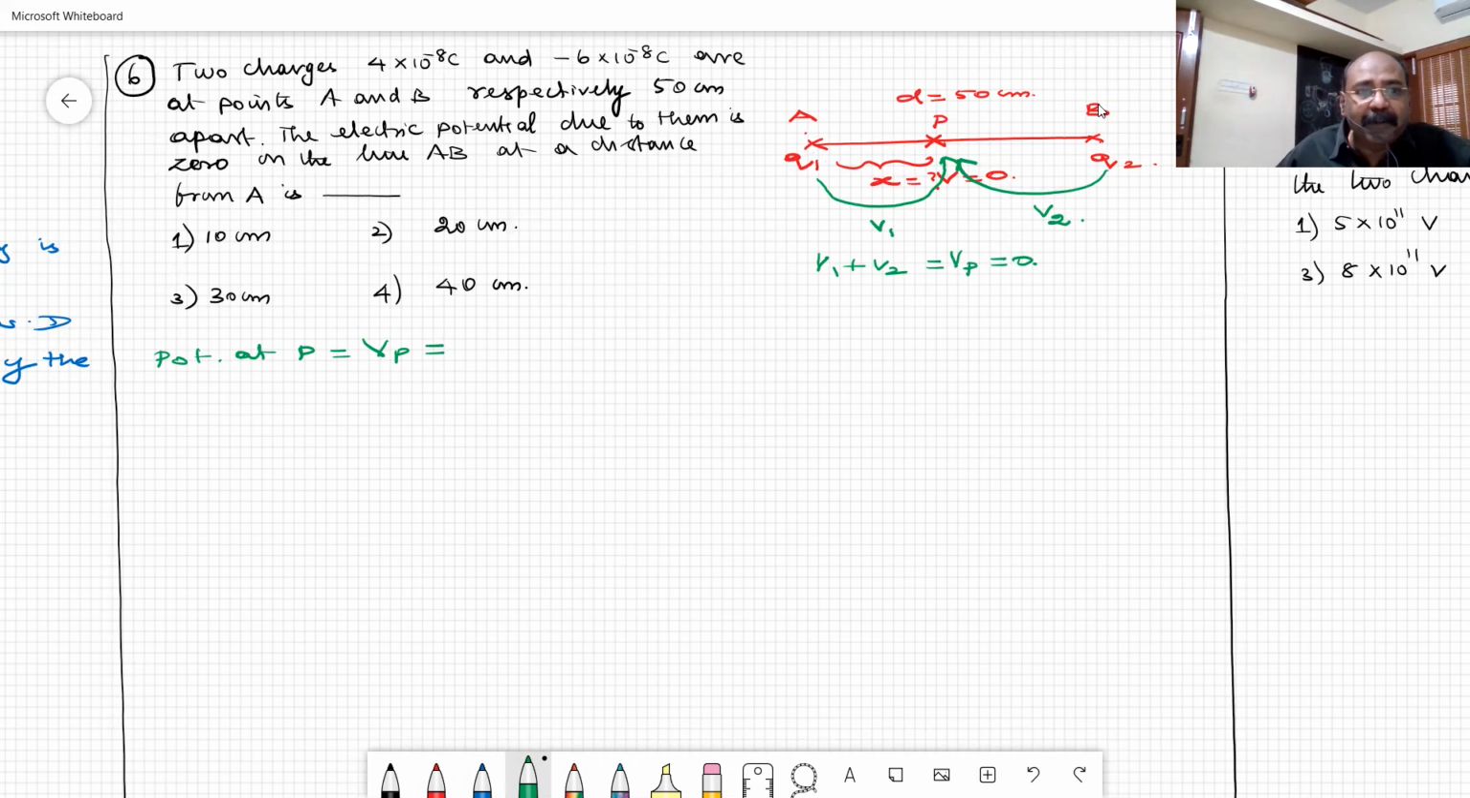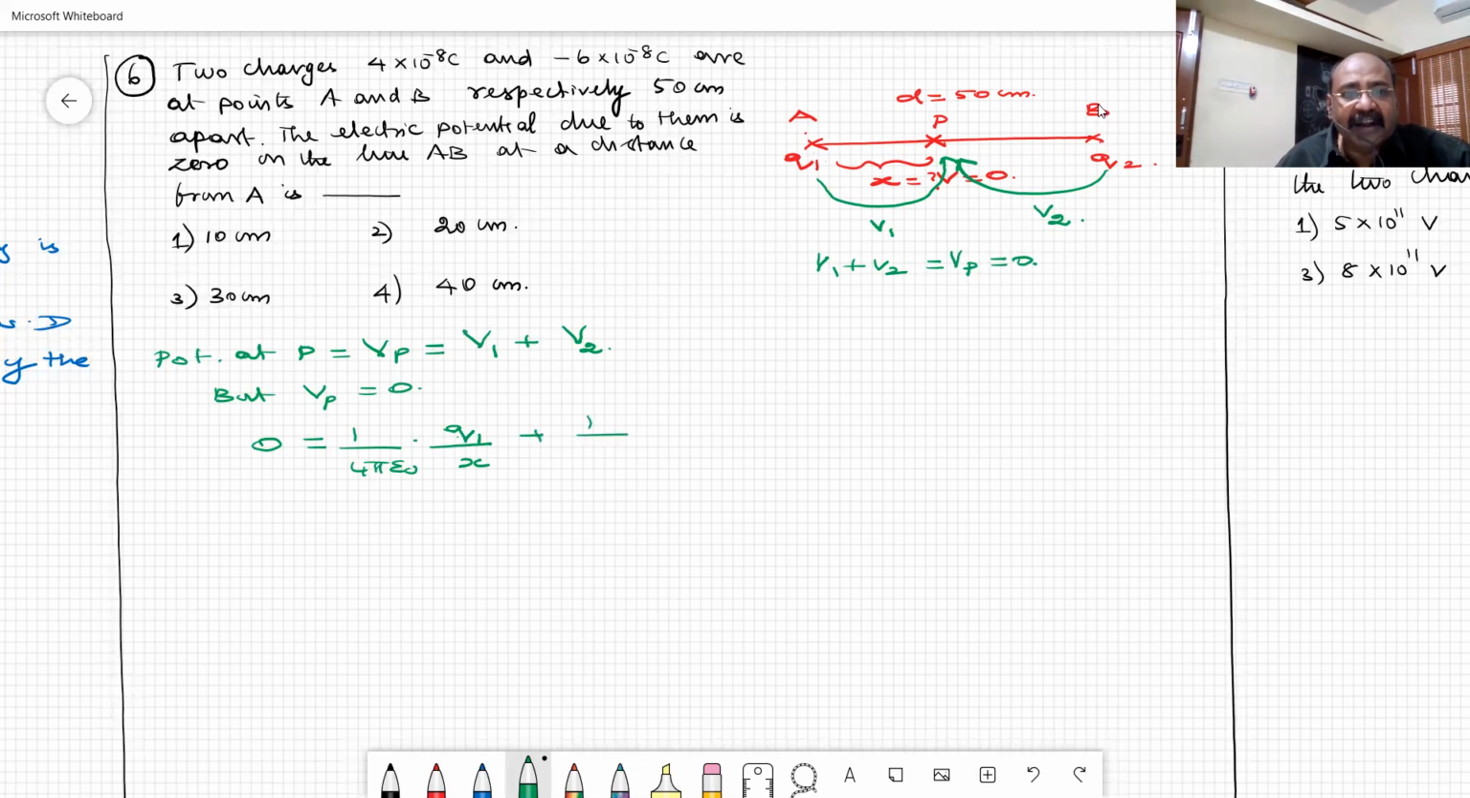So potential at P due to the charge at A, that is V1, plus potential at P due to the charge at B, Q2, that is V2. But given the potential at that point P is equal to 0. So I can write 0 equal to, what is V1? Potential is given by the formula 1 divided by 4 pi epsilon 0 into Q by R. Instead of Q, it is Q1. Instead of R, it is considered to be x.